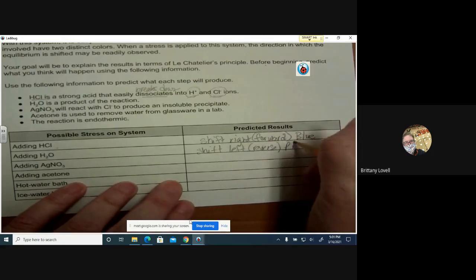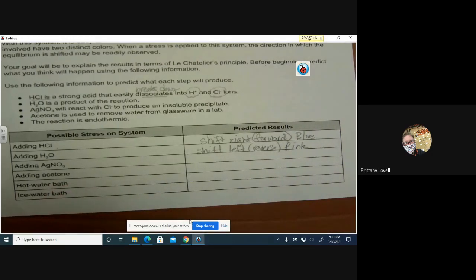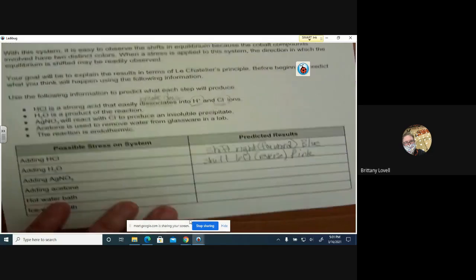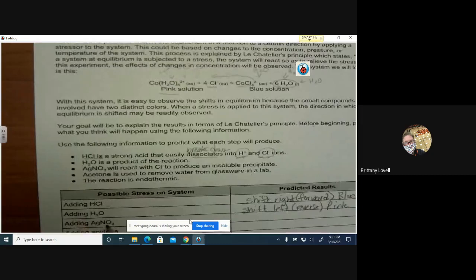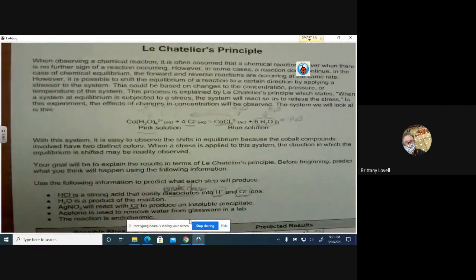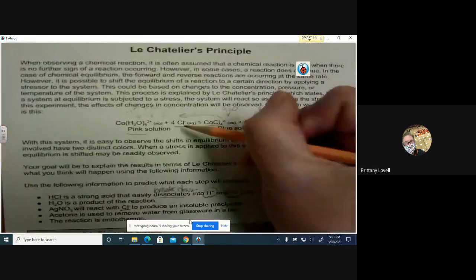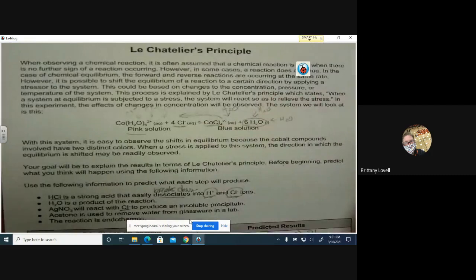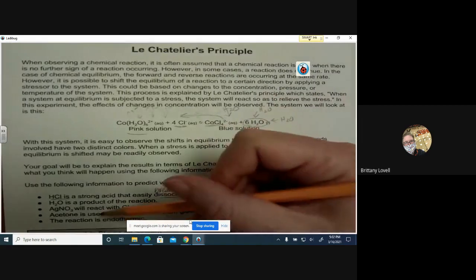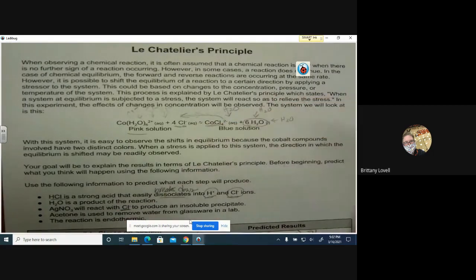And it should turn pink. All right. Now, if you add silver nitrate, it already said silver nitrate will react with chloride. So you need to go up there and find where the chloride is. And remember, we said it's right here on this side. If silver nitrate goes in there and reacts with the chloride, it's basically going to pull that chloride out.